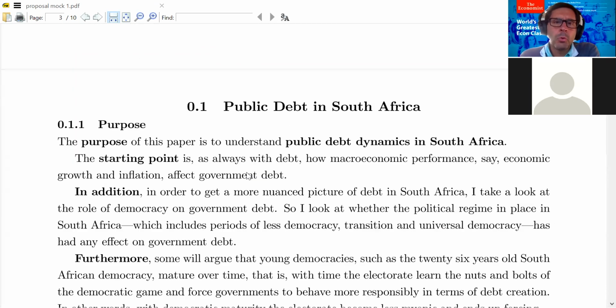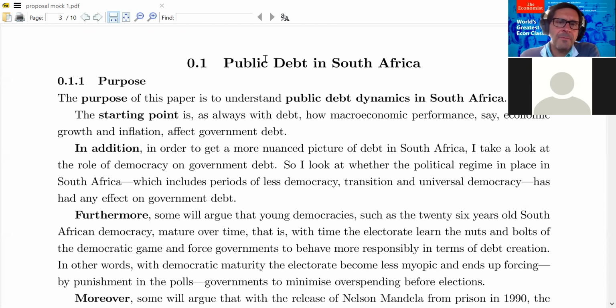What else do we have to do? So public debt in South Africa is up there. What is the purpose, right? This is the template, the format that I gave you in weeks 1 and 2 back in March. What's the purpose of this? The first thing that you have to put in your proposal is the purpose. What is it that you want to do? What is the research question? So the purpose in bold of this paper is to understand public debt dynamics in South Africa.